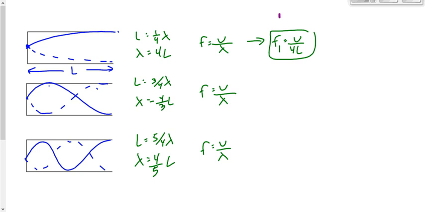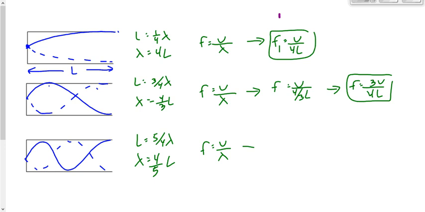Let's look at this one. F is equal to V over lambda. What's lambda? 4/3 L. Well, that's not a very nice looking equation, so let's simplify that a little bit. Divide by 4/3, same as multiply by 3/4, becomes F is equal to 3V over 4L. And then the next one, F is equal to V over 4/5 L. Let's simplify that. F is equal to 5V over 4L.